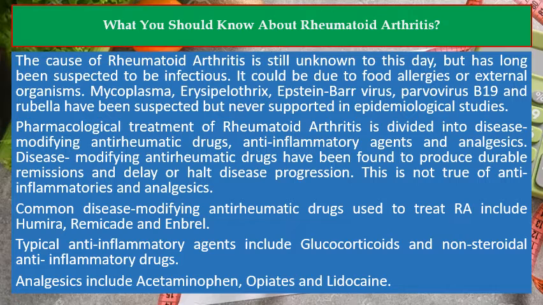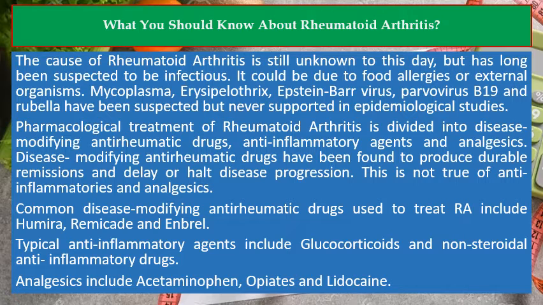Pharmacological treatment of rheumatoid arthritis is divided into disease-modifying anti-rheumatic drugs, anti-inflammatory agents and analgesics. Disease-modifying anti-rheumatic drugs have been found to produce durable remissions and delay or halt disease progression. This is not true of anti-inflammatories and analgesics.